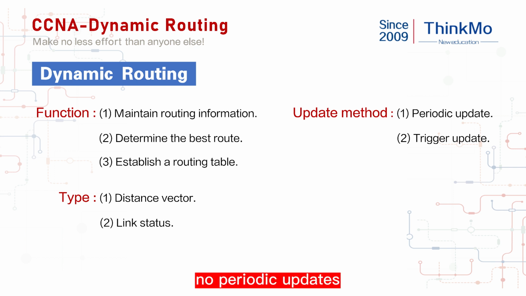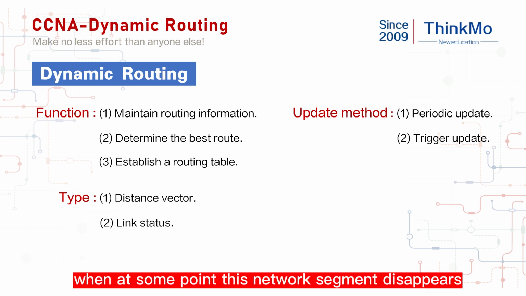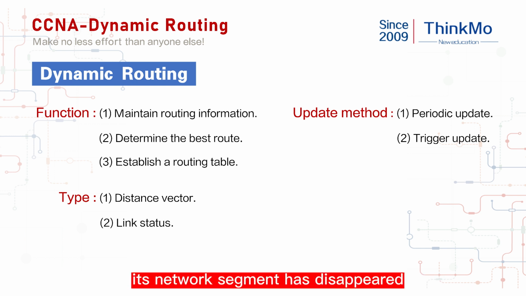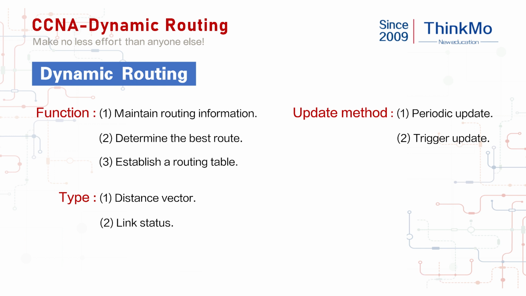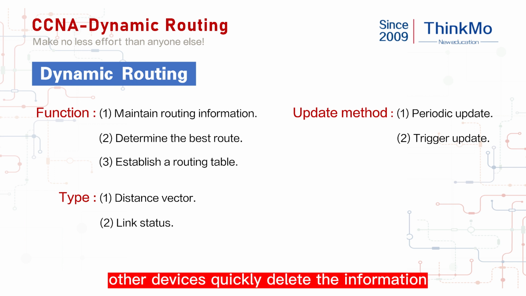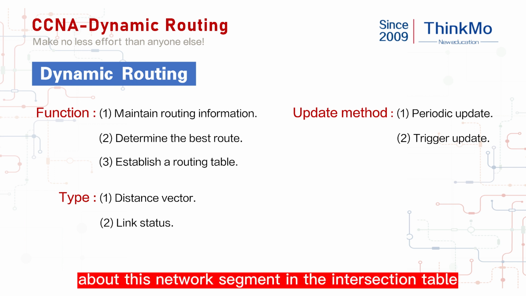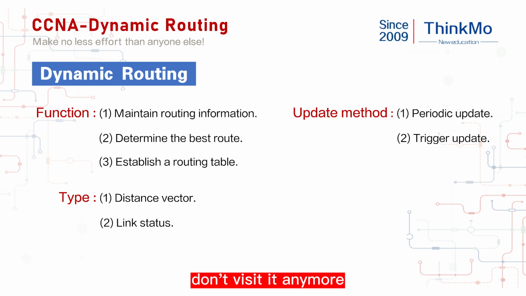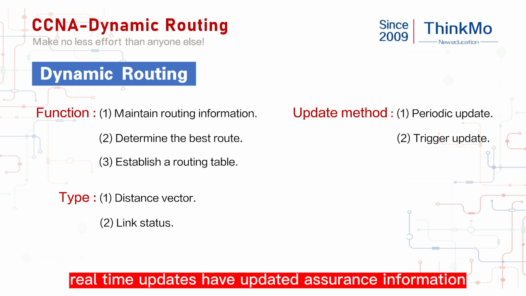No periodic updates, because in fact there is no need for periodic updates. In addition, when at some point a network segment disappears, the device will immediately tell other devices that its network segment has disappeared. Other devices quickly delete the information about this network segment in the routing table and don't visit it anymore, because its network segment is gone. This is called a triggered update. Triggered updates ensure real-time updating of changed information.